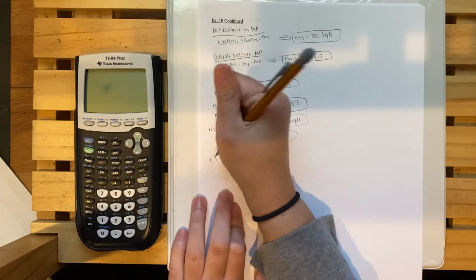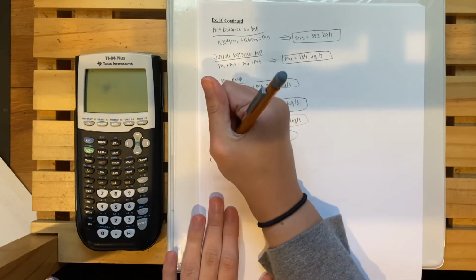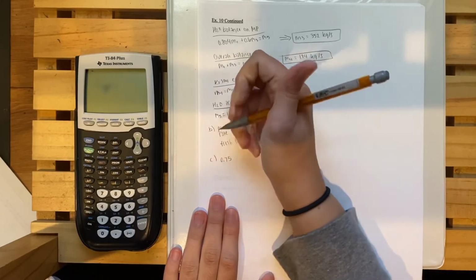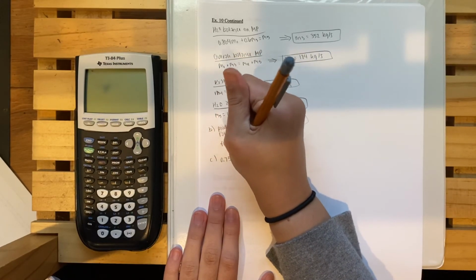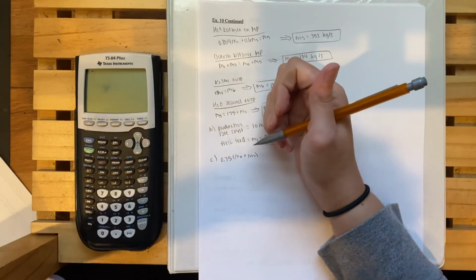Now part C, we want the composition and feed rate of the stream entering the crystallizer if the process is scaled to 75% of maximum capacity. So at 75% maximum capacity, we have 0.75 M6 plus M7. Let's see, where am I at?